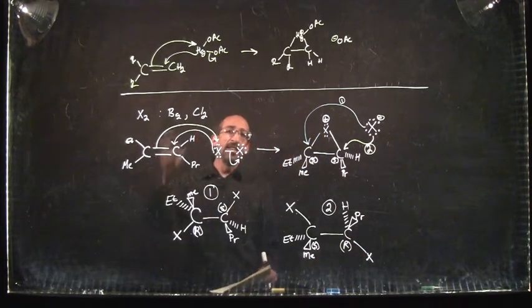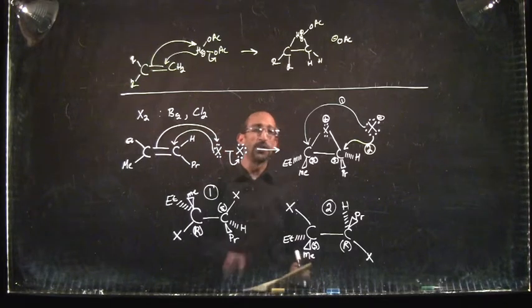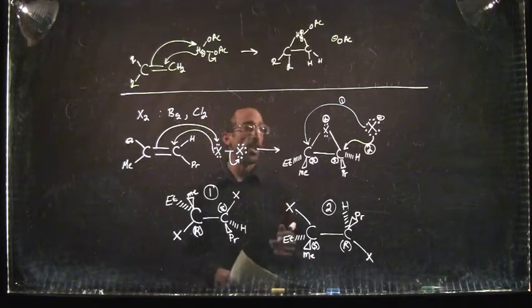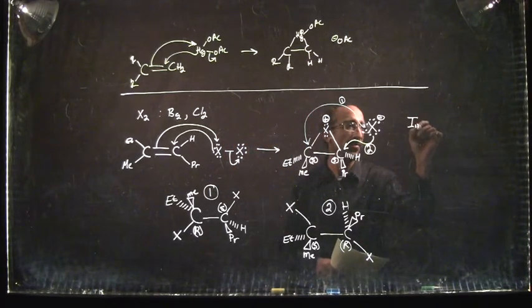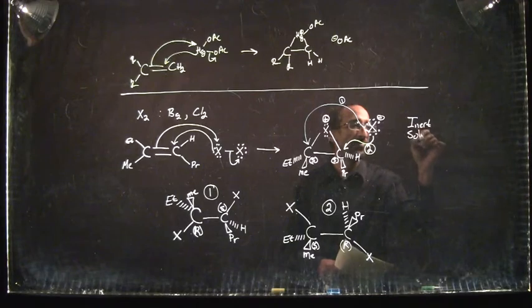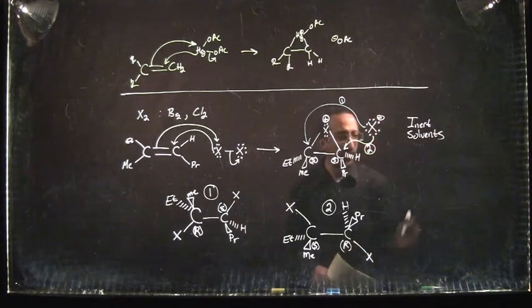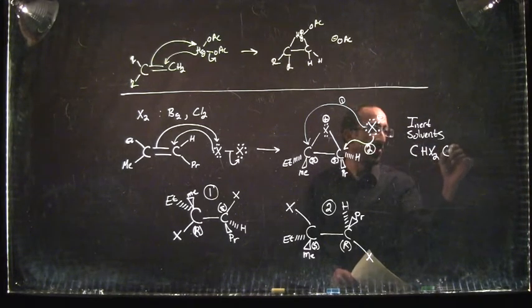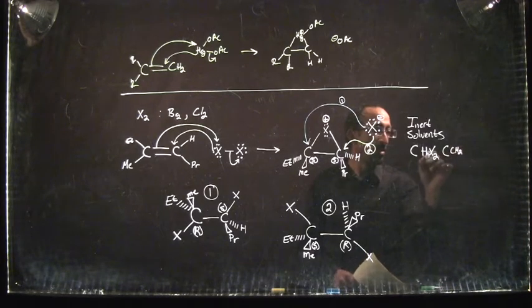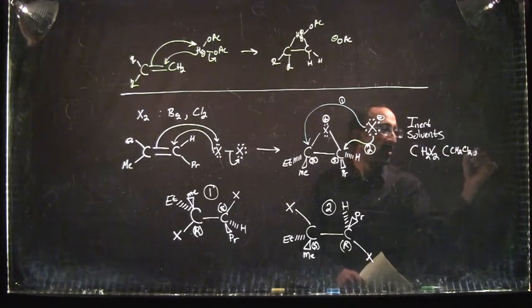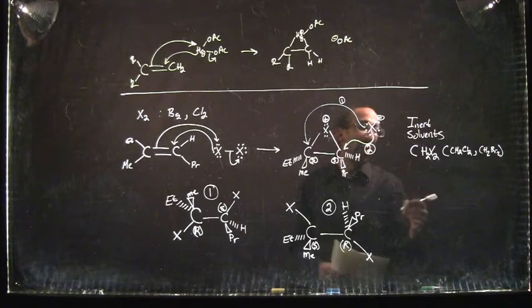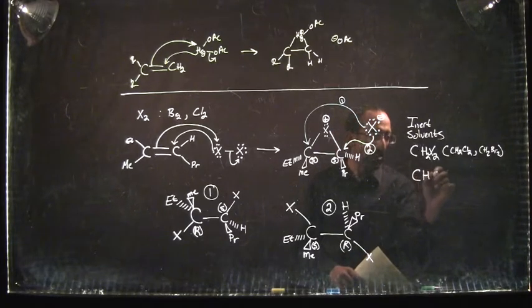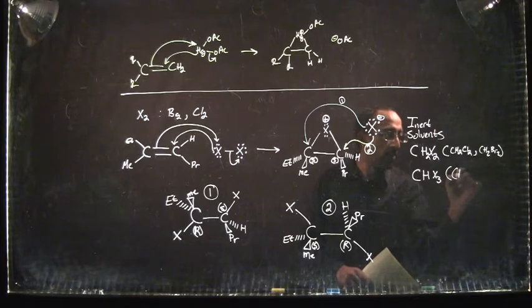This process, adding two halogen atoms from an X2 type molecule, can only happen in what we call inert solvents. What are our inert solvents? Well, that's going to be our CH2X2s. So for example, CH2Cl2, CH2Br2. Another example would be our haloforms. So these are going to be CHX3, right? The most common of which is going to be chloroform, CHCl3.